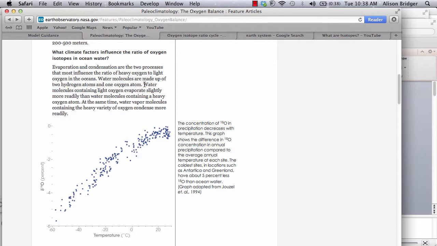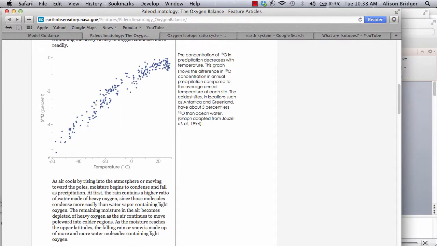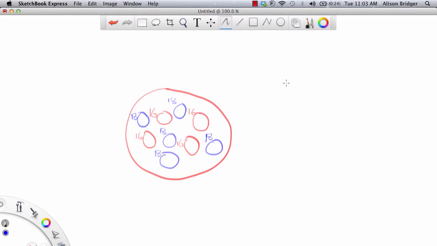Here we go. Water molecules containing light oxygen, O16, evaporate slightly more readily than water molecules containing heavy oxygen, O18. Water molecules containing heavy oxygen, O18, condense more readily. So the two isotopes of oxygen, when you put them into the form of water vapor, H2O, will cause evaporation and condensation to behave slightly differently. Here's a tiny example of how that would make a difference.